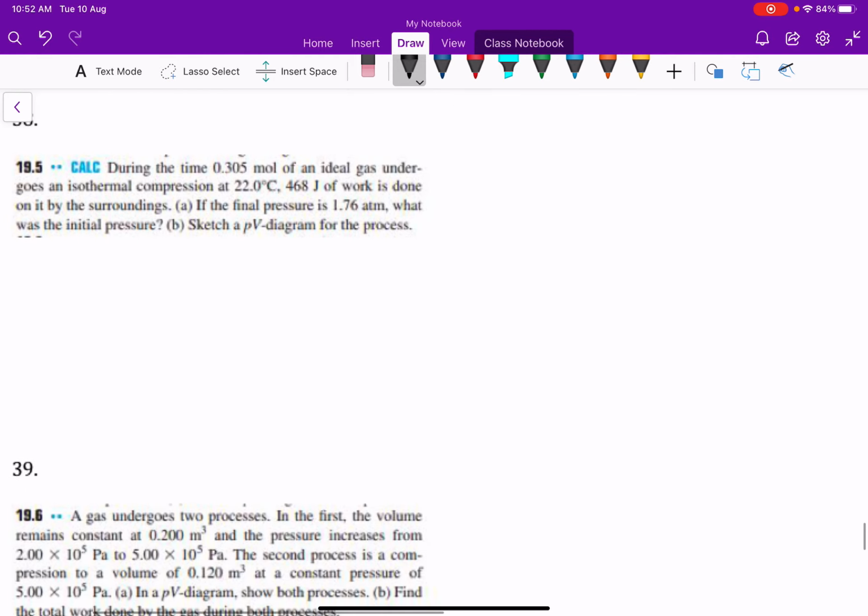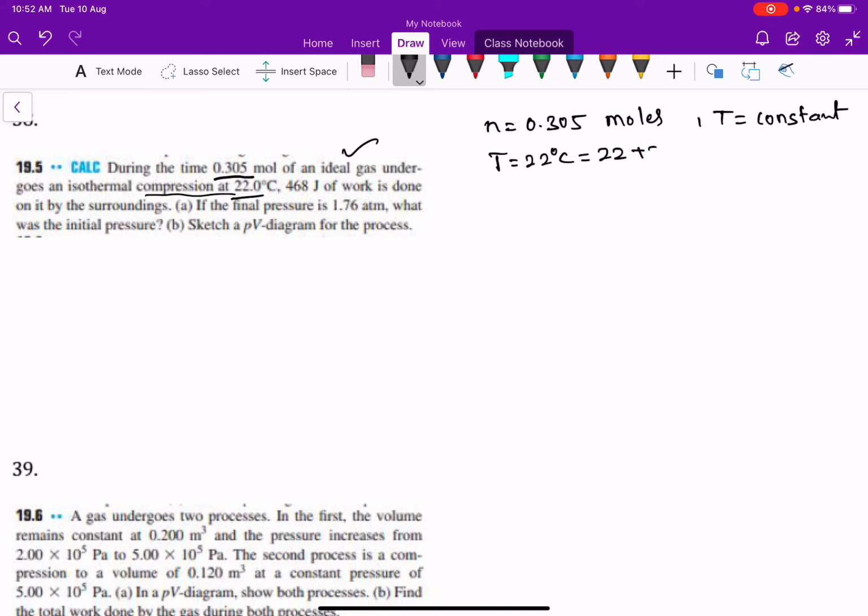Right? Next, 38. Calculate during the time 0.305 moles of an ideal gas undergoes an isothermal compression. So here the number of moles is 0.305 moles of an ideal gas undergoing an isothermal compression. Isothermal is nothing but a constant temperature process at 22 degrees Celsius. Temperature T equal to 22 degrees Celsius, that is 22 plus 273, which is nothing but 295 kelvins.